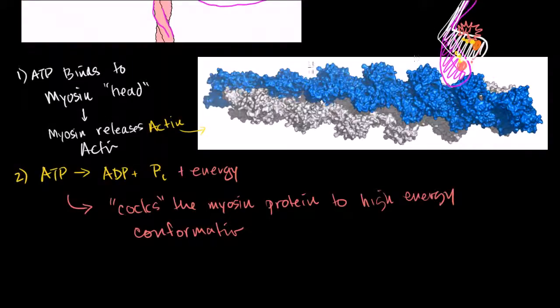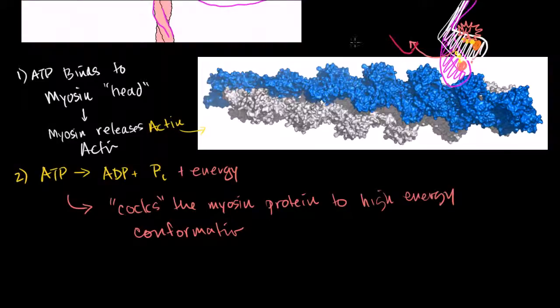conformation. So in step 2, the phosphate group is still attached, but it gets detached from the rest of the ATP, so that becomes ADP. And then that energy changes the conformation so that this protein now goes into a position that looks like this. Let me draw it. This is where we end up at the end of step 2.